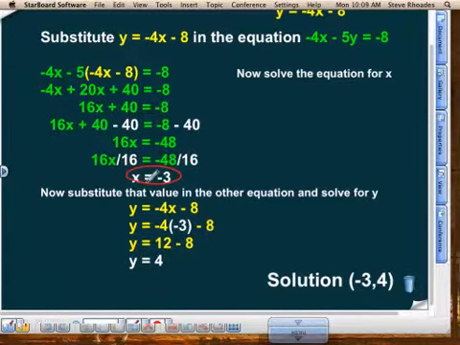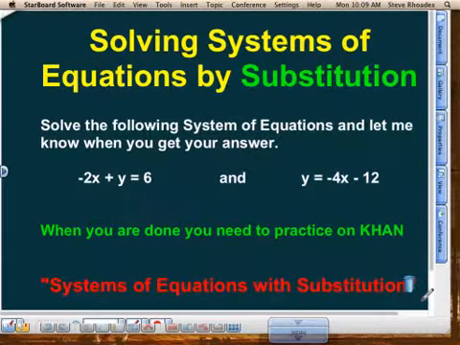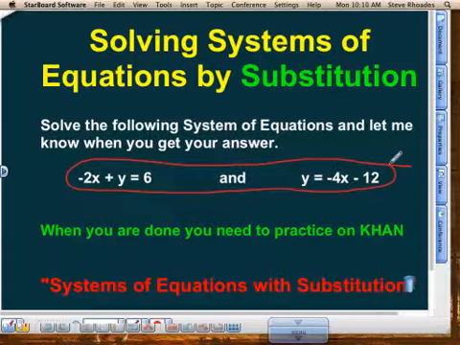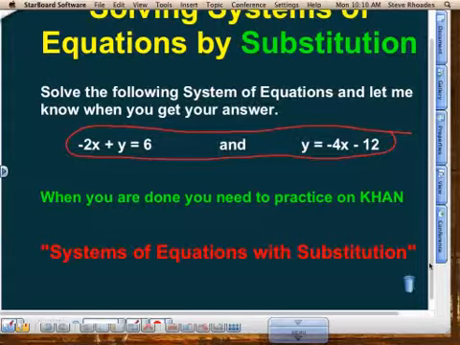Okay? All right, look, I've got one more problem here. I want you to work it out on your own. Now I want to come around when you have it done. I want you to solve this system of equations right here by substitution. And then when you do that, I want to know what answer you get. And when you get that done, then you can go on to work on the con problems, which is this. It's called systems of equations with substitution.